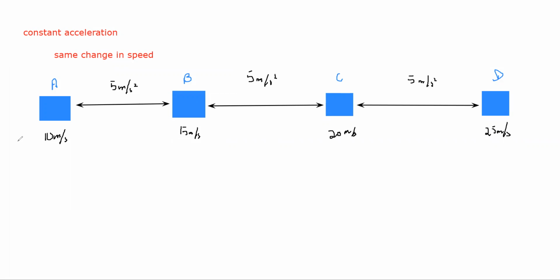So you can see the speed is increasing, but the change in the speed is the same, or the change in speed is constant. So we call that a constant acceleration, or constant change in speed.